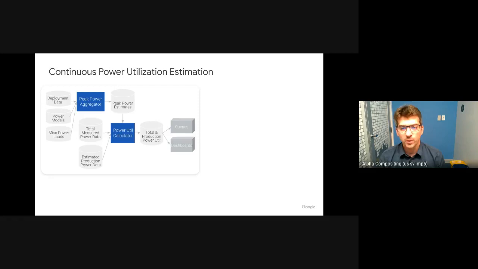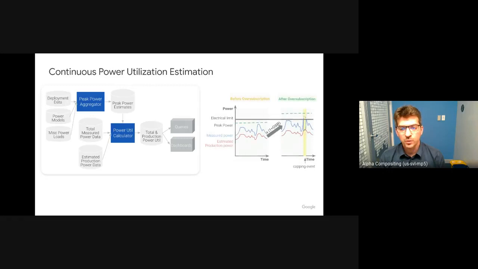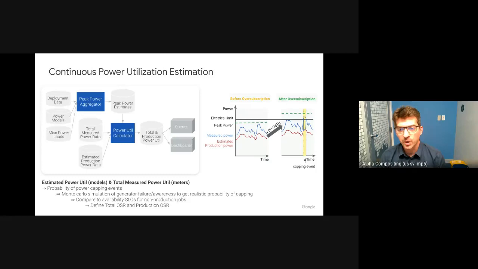Eventually, all the utilization info becomes accessible through queries and dashboards. Once the utilization curves are known, we estimate capping probabilities for different OSRs. So far, this pipeline works for both the traditional architecture as well as the new medium voltage-based architecture.